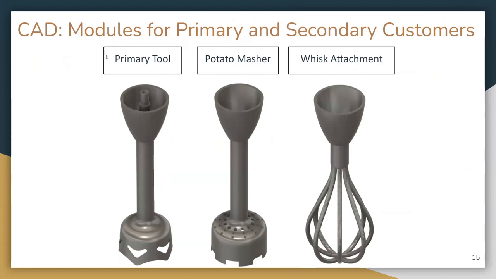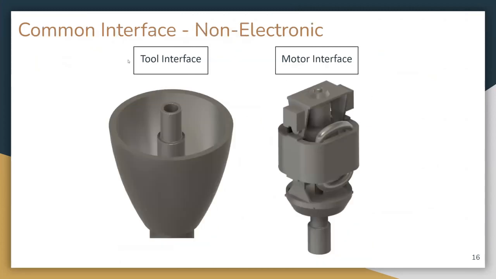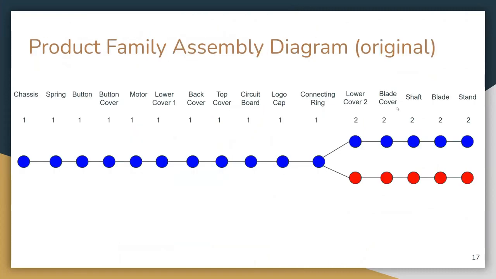Some CAD for the primary and secondary customer modules include the primary tool, which would be used by both primary and secondary, and the potato masher and whisk attachment, which would most likely be used by primary customers. Some common interfaces include the tool interface and the motor interface, as shown here.